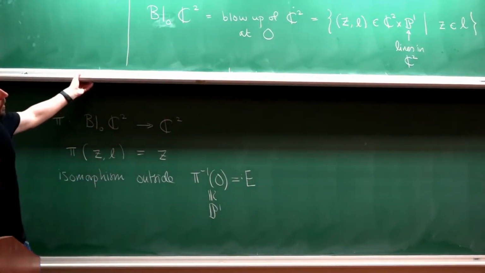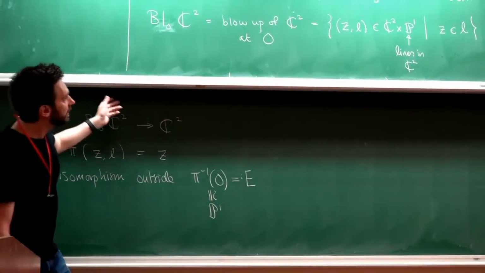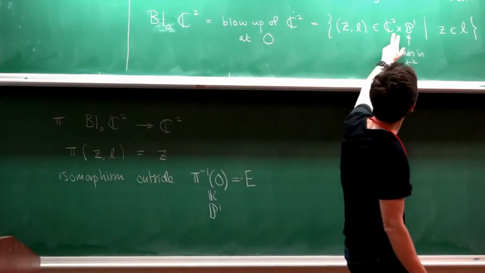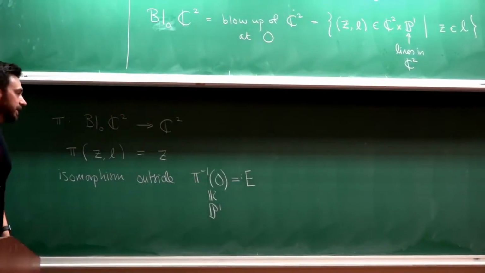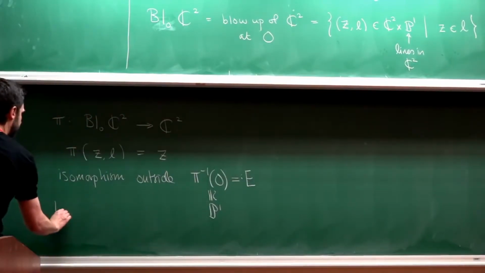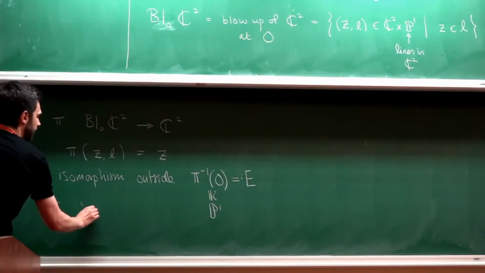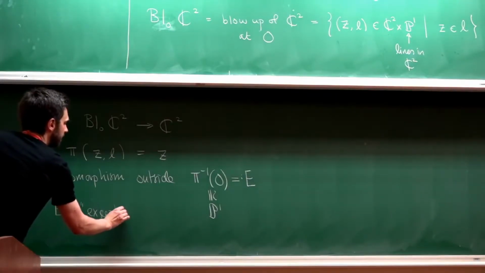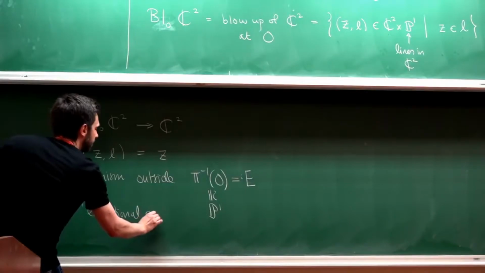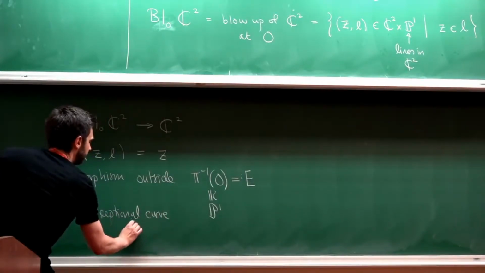So 0 cross P1 gives you a whole P1, and this has a name. E is called the exceptional curve of pi.